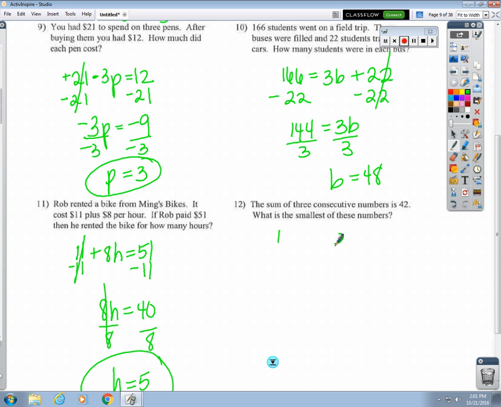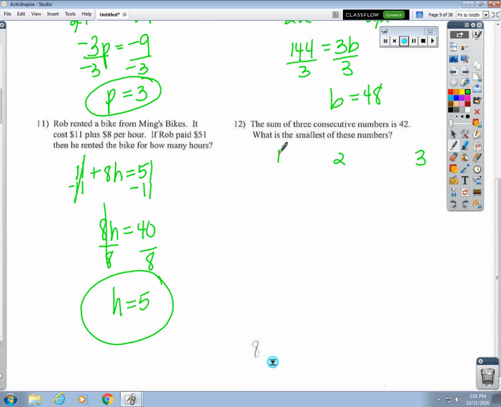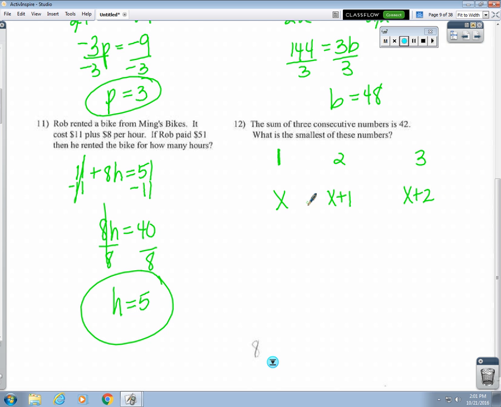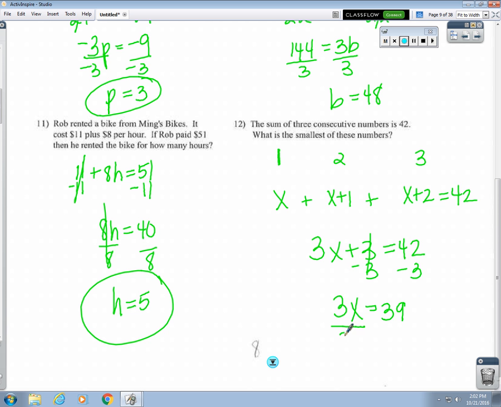So, if those are my made-up numbers, even though they're obviously not the right numbers because they don't add up to 42, they can still help us create the equation. If you use 1 as x, how would you get 2? And how would you get 3? X plus 2. Right? And if you take the sum of those, which means add them up, it'll be 42. What does it become on the left? 3x plus 3.